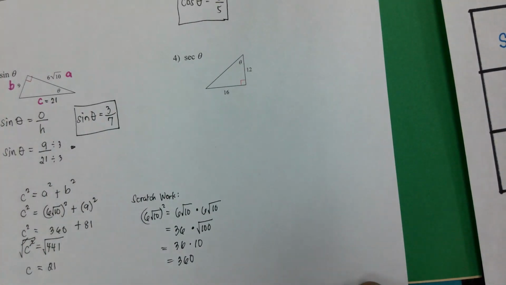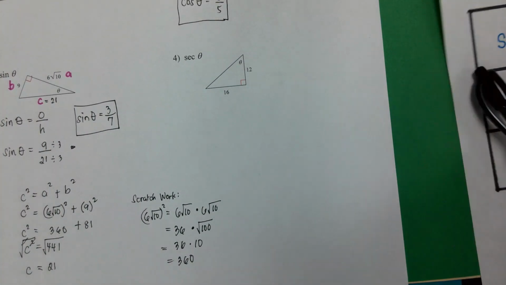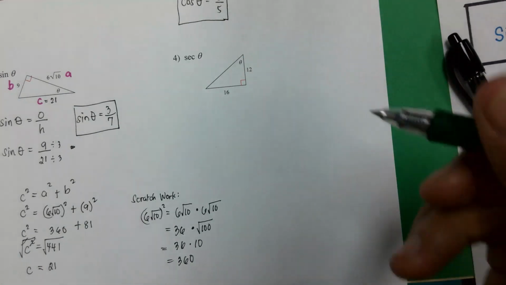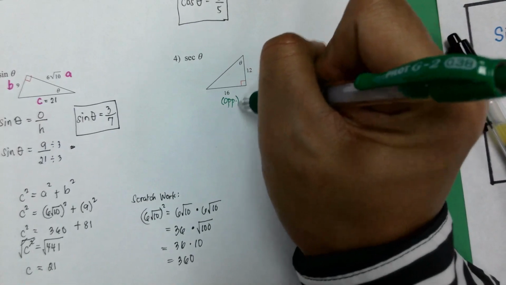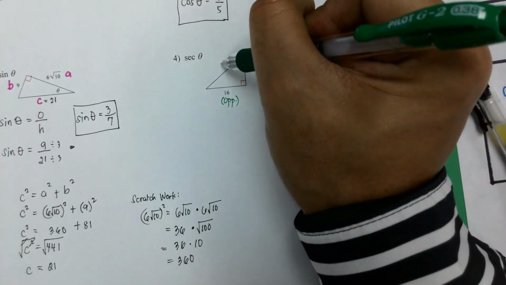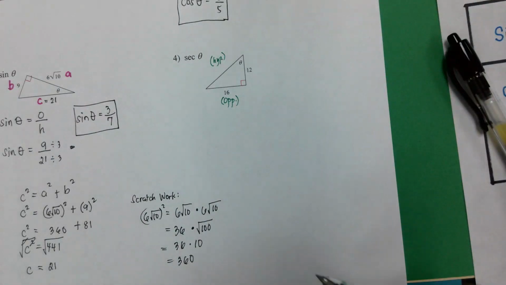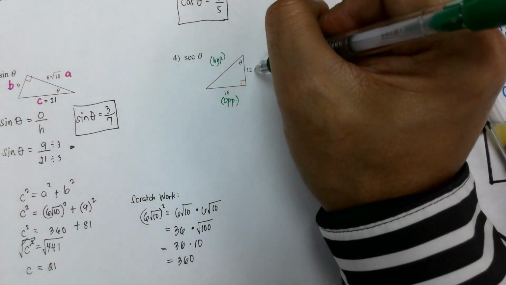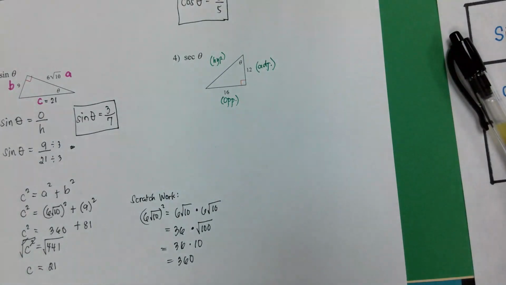And finally, item number 4. If we label the parts, we have opposite. We don't have the hypotenuse, but we will still label it anyway. And 12 is the remaining side, which is our adjacent.